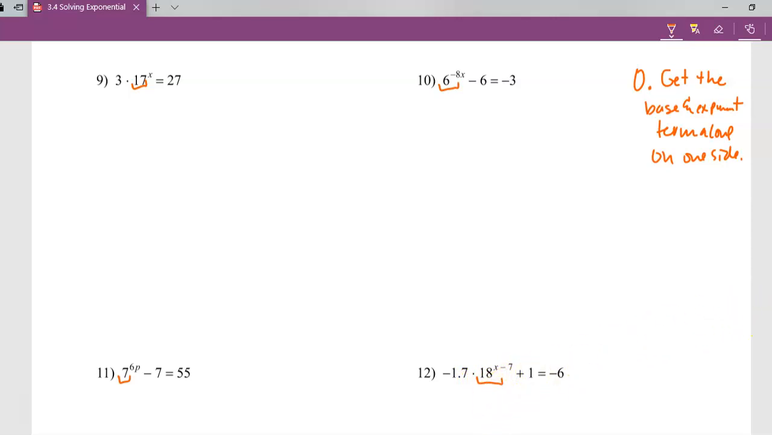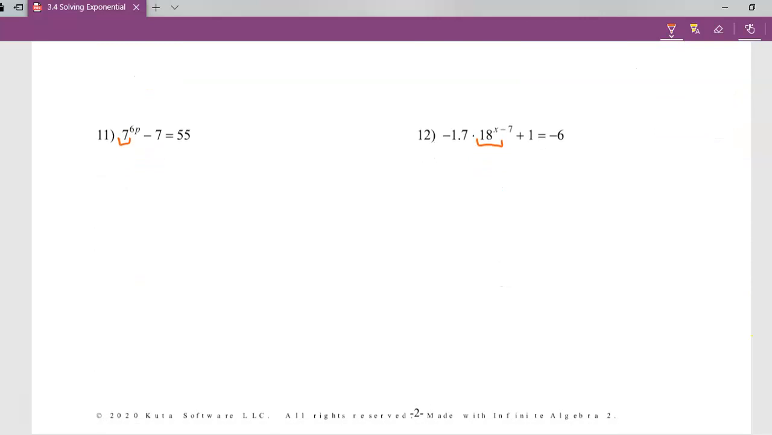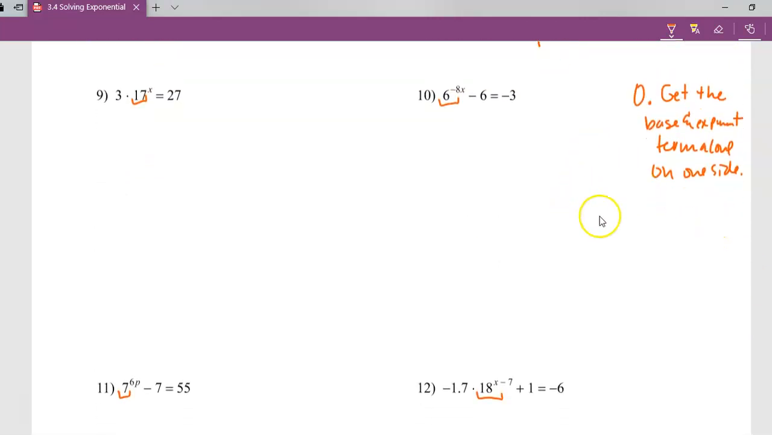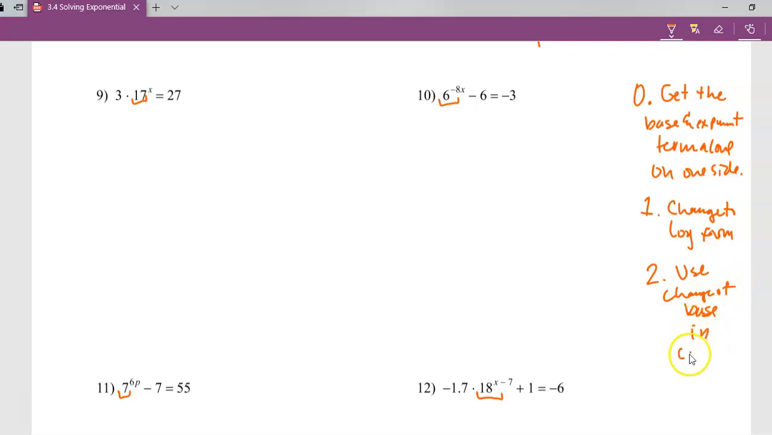Okay, so that's the first thing. Get that base with the exponent all by itself. Then our steps are the same. We want to change to log form, and wow, my handwriting is great. Change to log form and then use change of base and get your calculator. And then you'll have it.